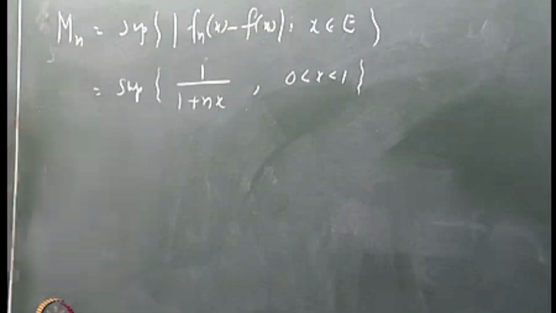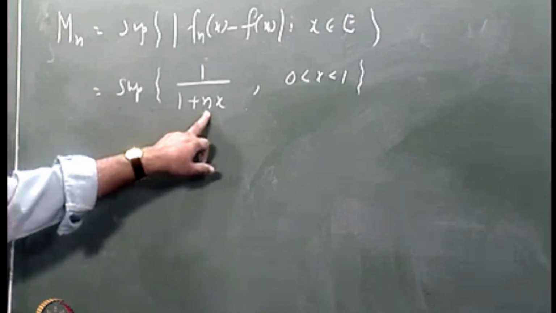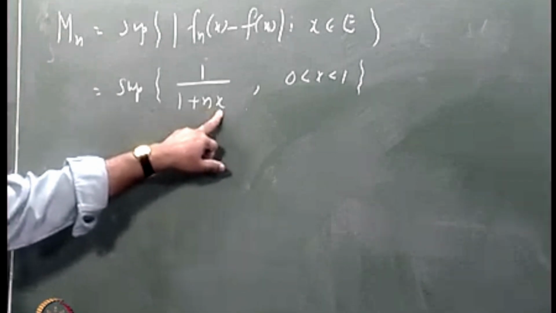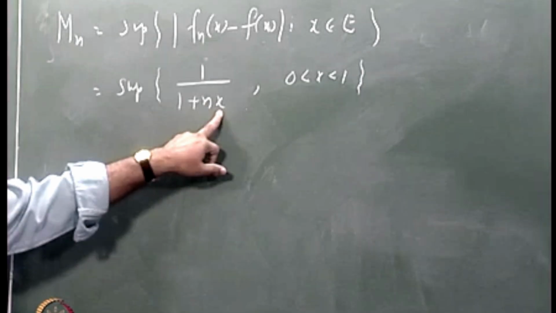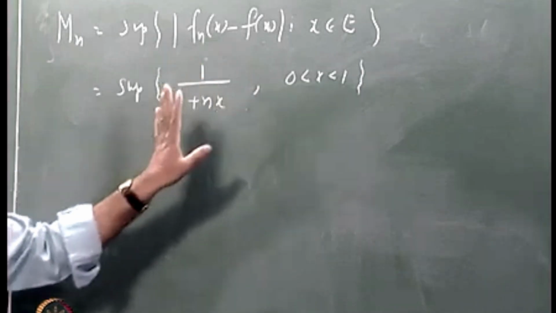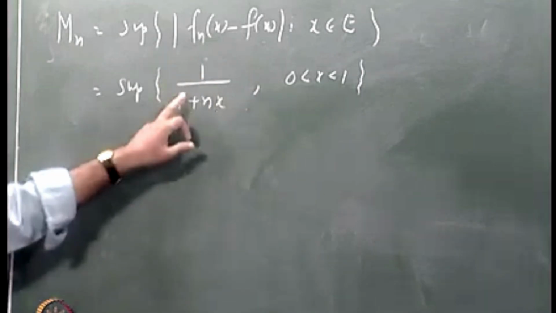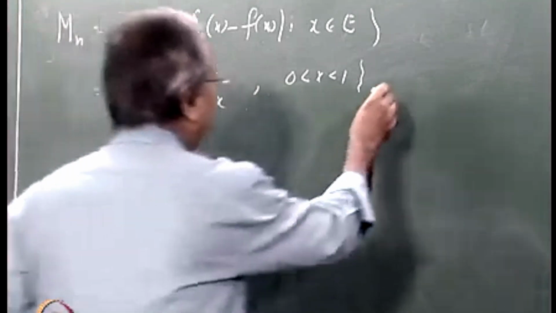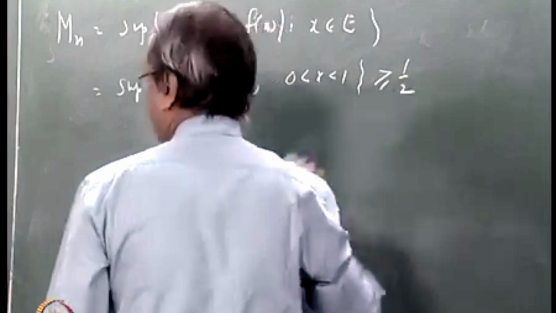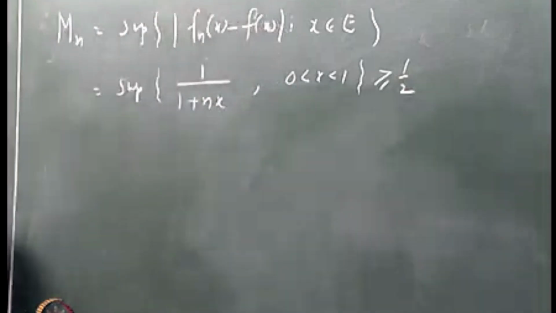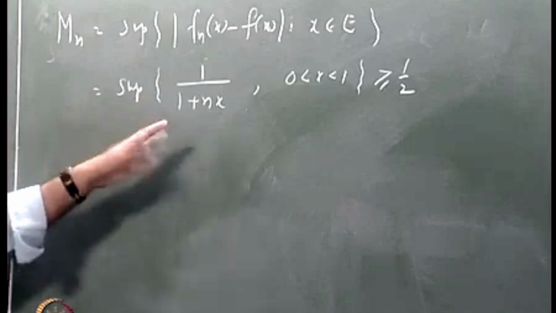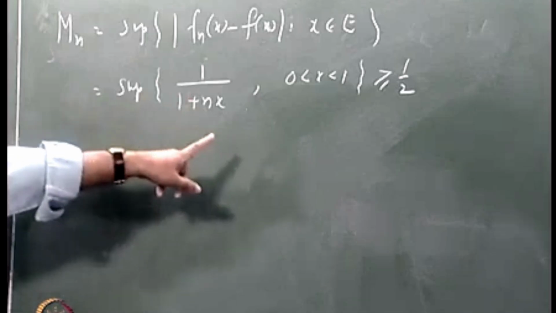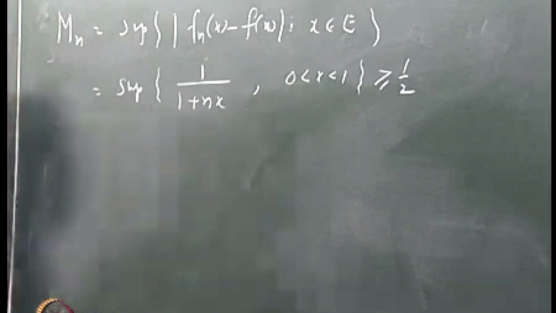Suppose you take x equal to 1 by n. Can you do that? 1 by n lies between 0 and 1 for every n. Then what will happen to this? This will be 1 by 2, so I can say that Mn is bigger than or equal to 1 by 2 always. It is possible to calculate the exact value of Mn also, but that is not really essential. So can we say that Mn is bigger than or equal to 1 by 2 for all n?